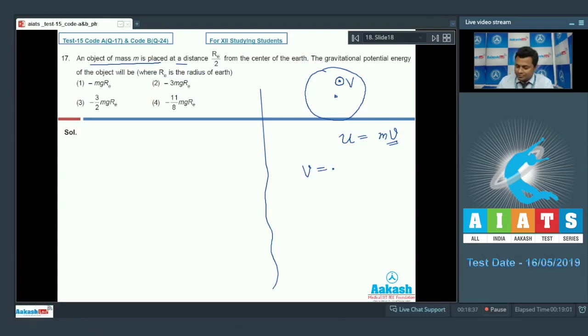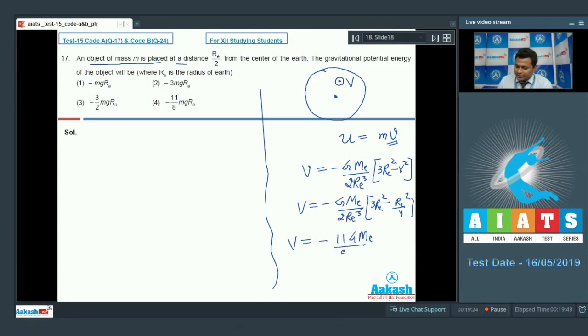So finally we have to calculate the gravitational potential of that point, which is given by the equation V equals minus GMe upon 2Re³ within bracket 3Re² minus r², where small r is the distance of the point from the center of Earth, which is R/2 here. So solving it, V equals minus GMe upon 2Re³ times 3Re² minus R/2 whole squared, so Re²/4. After solving, we will get the value of V as minus 11 GMe upon 8Re.